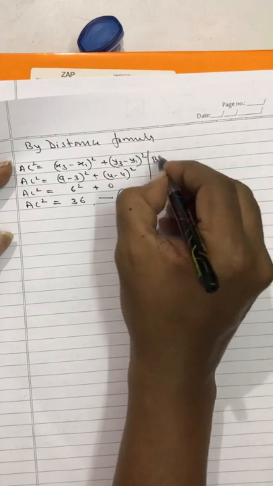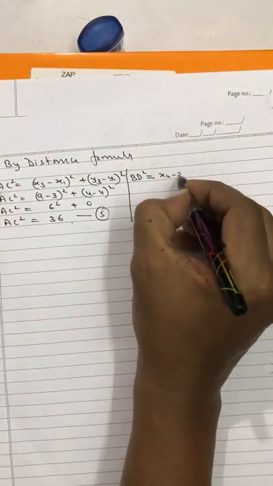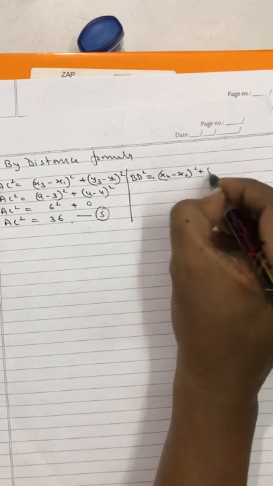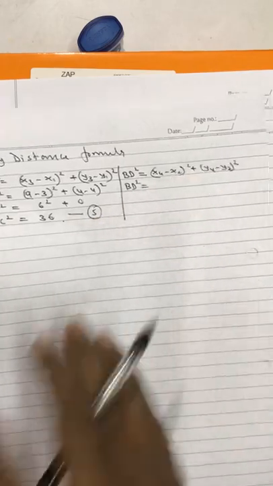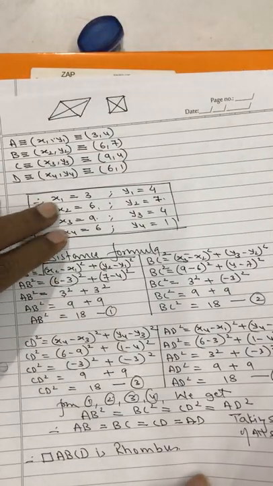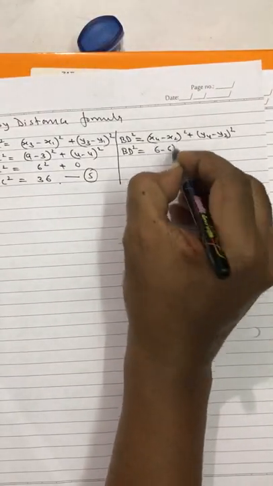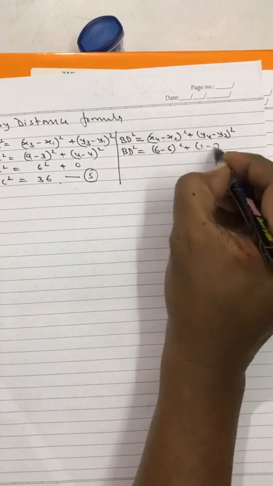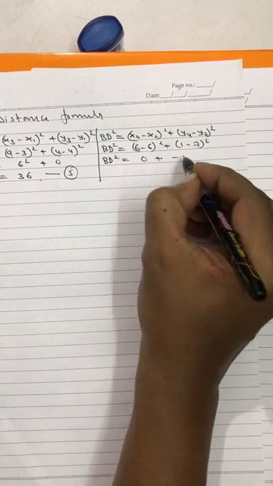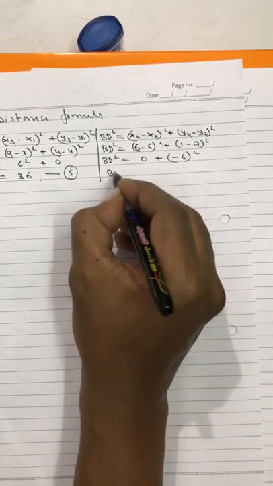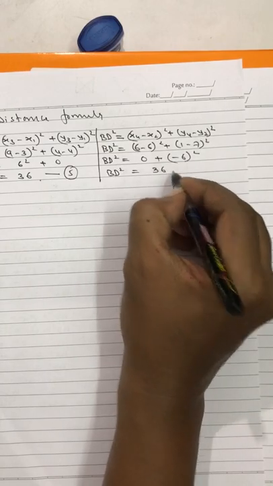Similarly, we have to find BD also. BD square is going to be x4 minus x2 the whole square plus y4 minus y2 the whole square. So you get BD square is equal to 6 minus 6 the whole square plus 1 minus 7 the whole square. So BD square is 0 plus minus 6 the whole square. So you get BD square is equal to 36.